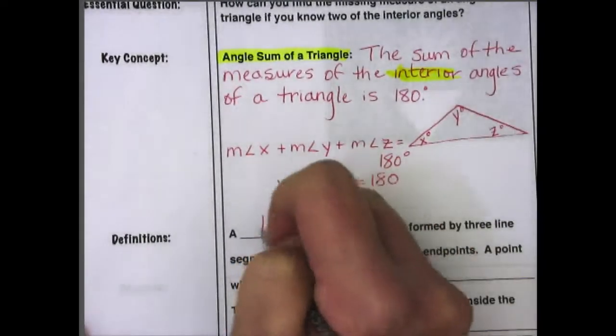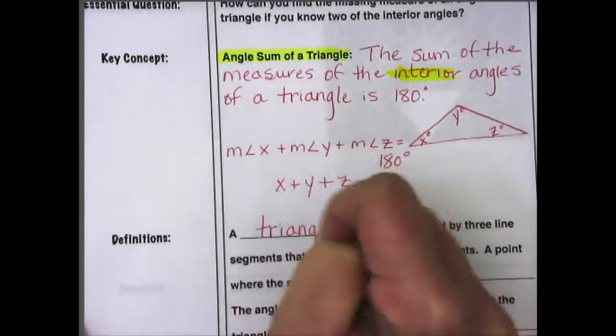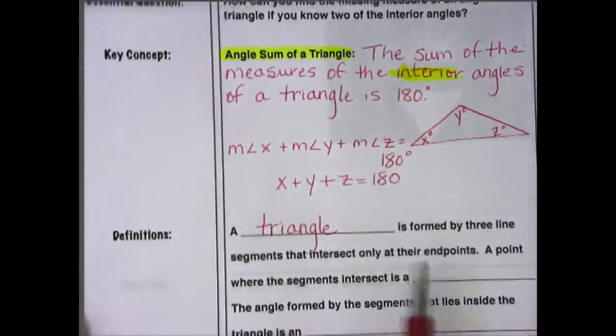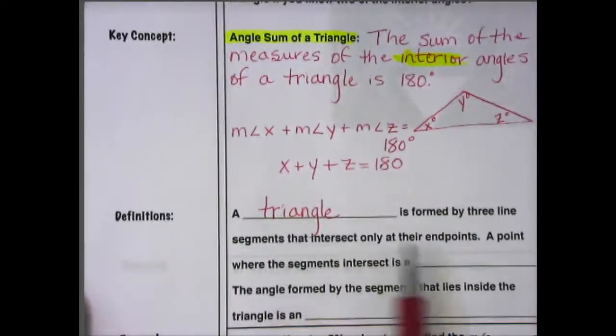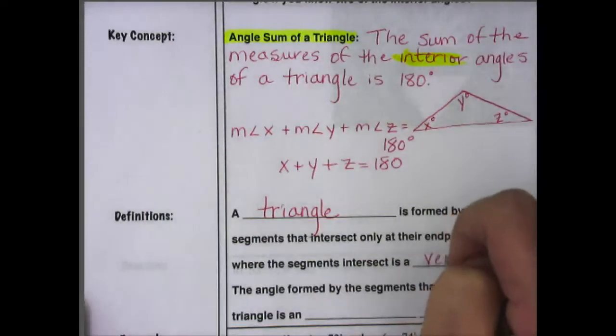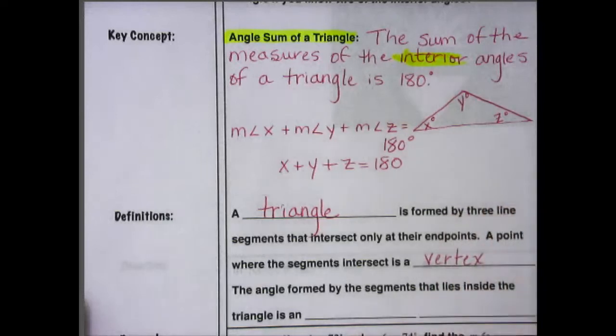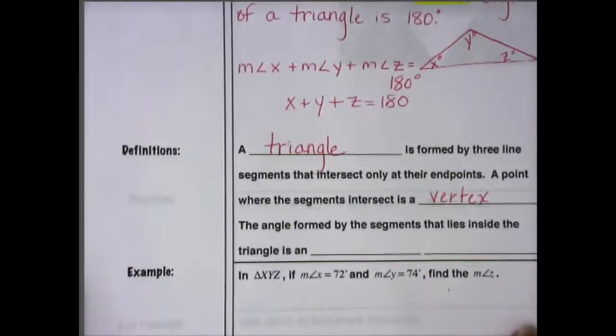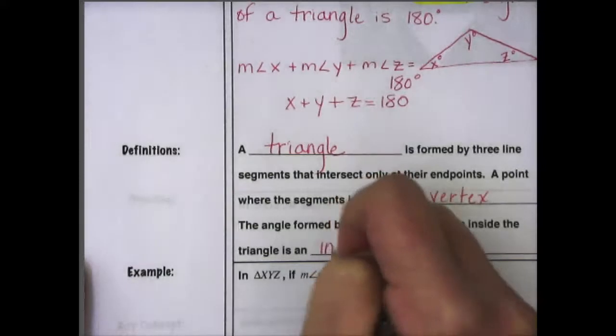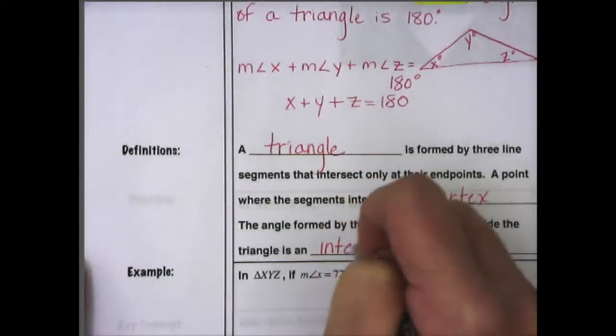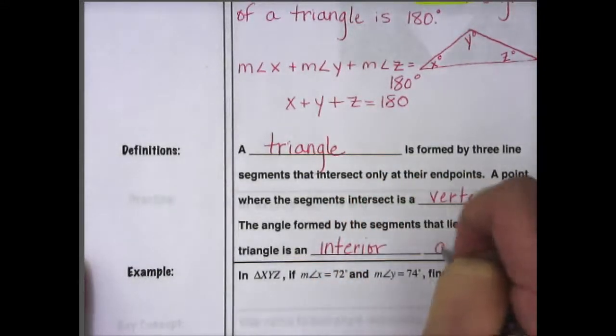Okay, so a triangle is formed by 3 line segments that intersect only at their endpoints. A point where the segments intersect is called a vertex. The angle formed by the segments that lies inside the triangle is an interior angle. Remember we said that interior means inside.